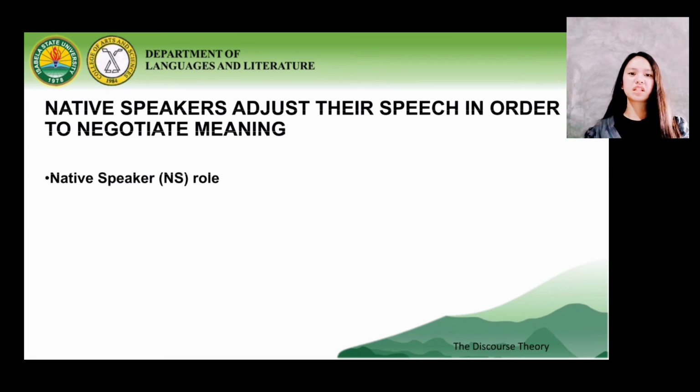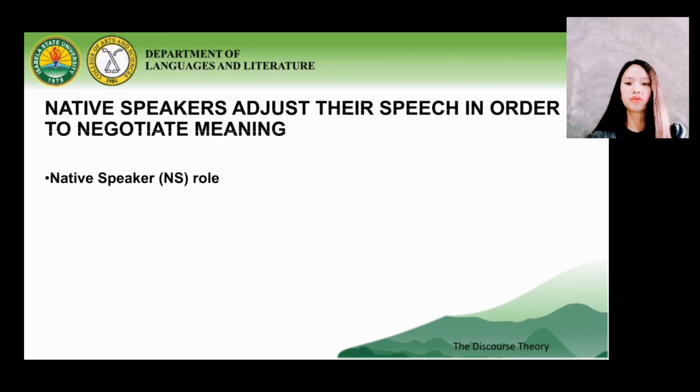So native speakers adjust their speech in order to negotiate meaning. Just like us, when we are conversing with foreign nationalities, we tend to shift into another language, which is English, in order to negotiate meaning so that they are able to understand us. We often tend to use another language or shift into another language. We are the ones who adjust.